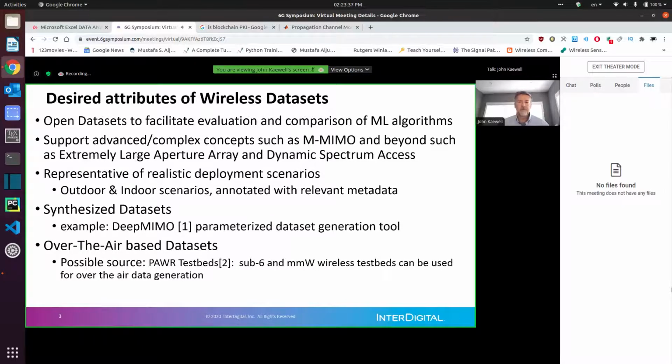But synthesized data sets can lead you into a false sense of security and maybe over-optimistic performance achievements. We really should also look at how we can open and offer to the community over-the-air-based data sets. We mentioned earlier, the Platform for Advanced Wireless Research in the US has multiple test beds that could possibly be used for interesting data generation. Maybe there are data sets that are built to complement synthesized data sets.